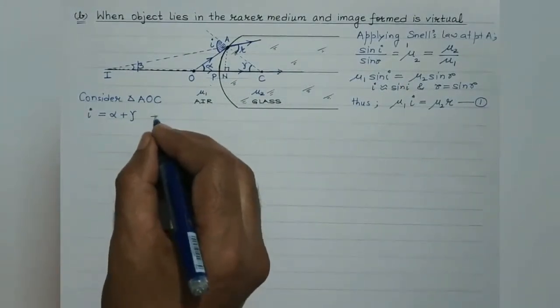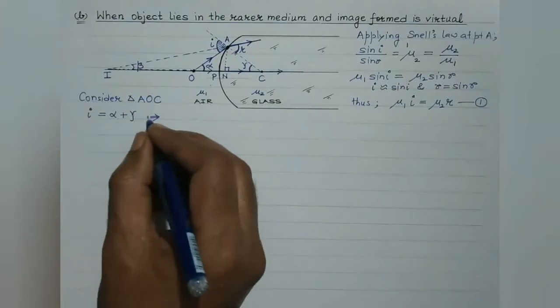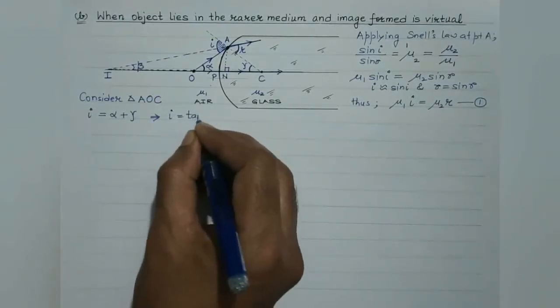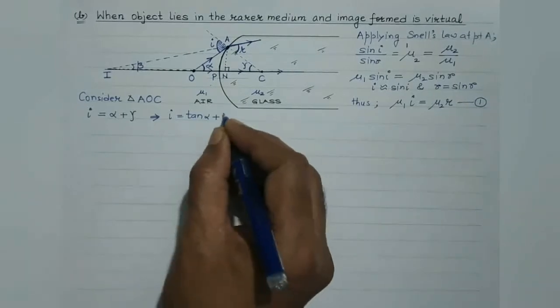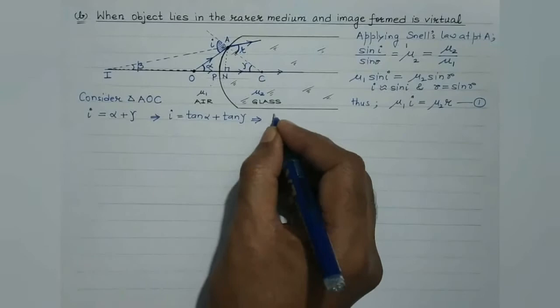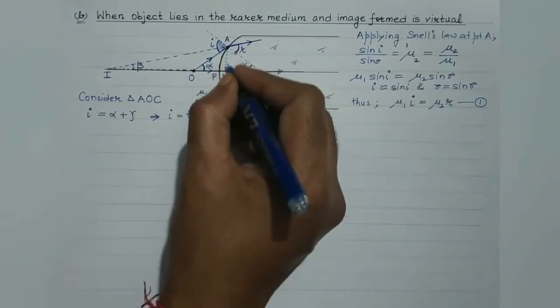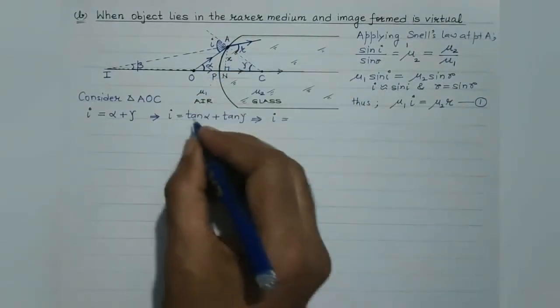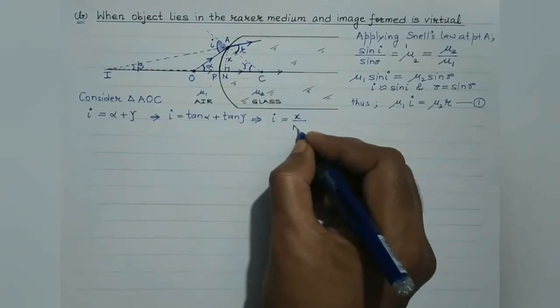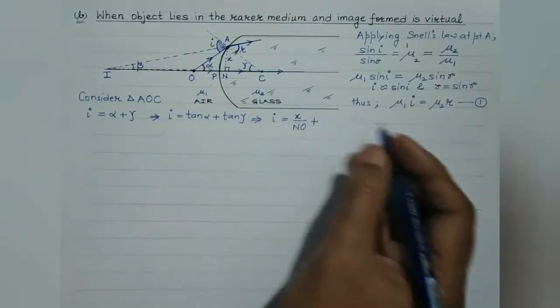And since we have already discussed alpha, beta, gamma can be replaced with their tangents. So i may be written as tan alpha plus tan gamma. Still further, tan alpha, suppose this perpendicular distance is x. So tan alpha is perpendicular by base. So it is x over NO plus tan gamma.